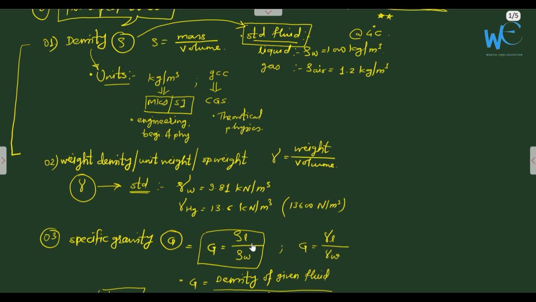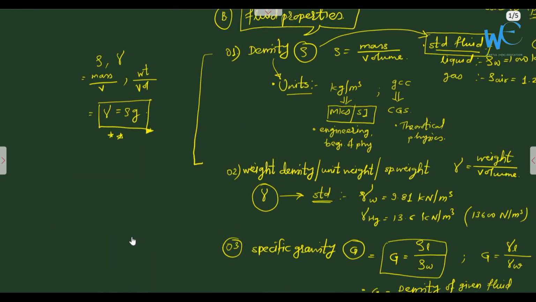Then the third one is our specific gravity. Before going into specific gravity, I have to show one important relationship between the two densities. Our first density is mass density, which is mass by volume, and the second one is weight density, which is weight by volume, and they are related by: weight density is equal to rho into g. Weight density is equal to mass density into gravitational acceleration. So you have to remember this relationship between them. It is most important.